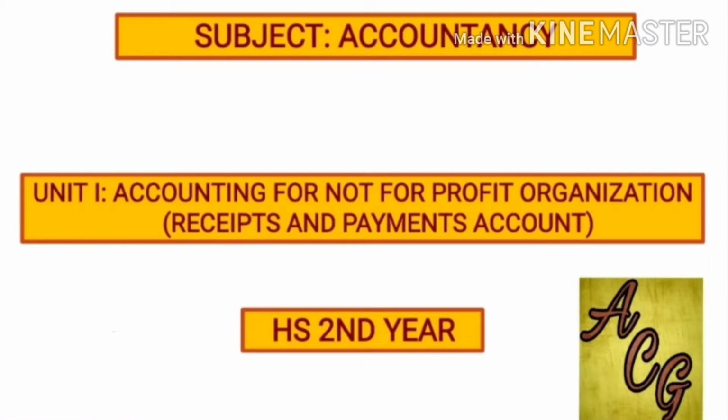Today I take the accountancy paper, Unit 1 Accounting for Not-for-Profit Organization, and from Unit 1 we will discuss Receipts and Payments Account. What is a Receipts and Payments Account and which organizations prepare this account? So let's start the class.